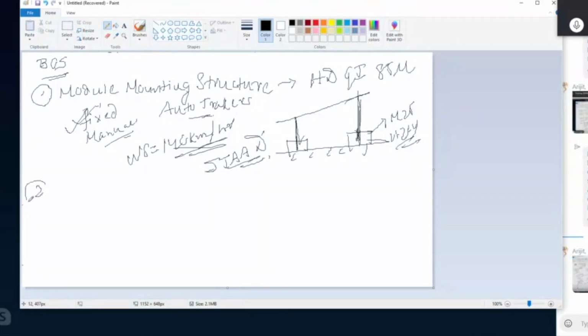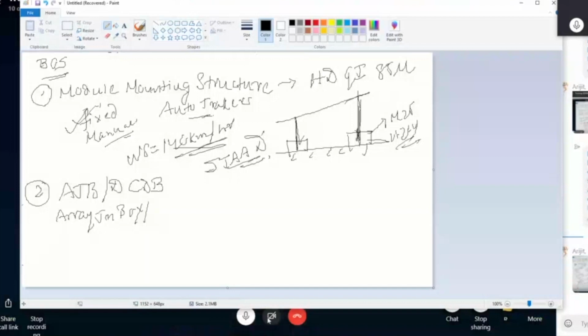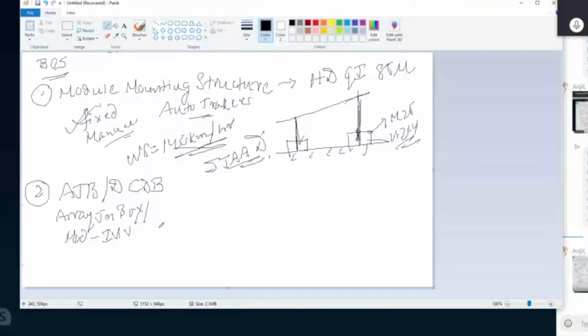Next are the two protection systems we are going to discuss. One is AJB or DCDB, as different people say. AJB is nothing but array junction box. DCDB is DC distribution box, right? And this comes between module and inverter. This is a protection device between module and inverter. And another is ACDB.